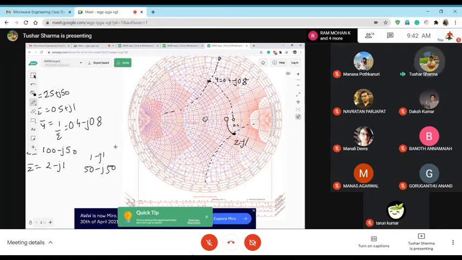So this is the basic way you plot a given impedance on a Smith chart, whether it is Z or Y. And you will need both when you design a matching network. Depending on what type of network it is, you will be using both of them.